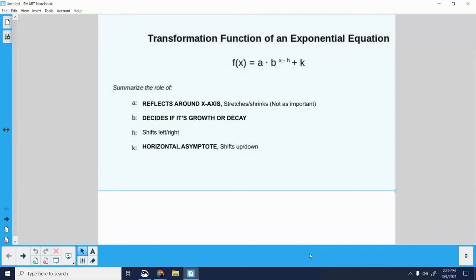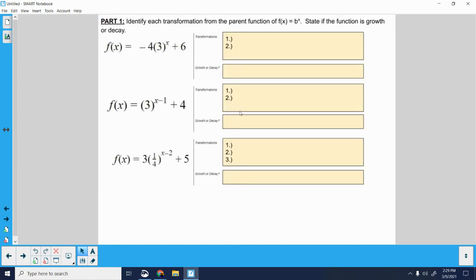All right, so let's take a look at our exponential function homework. Okay, so we are looking for the transformations for the first function. And so when I'm looking at my function, the negative in front always tells me that there was a reflection over the x-axis. So that's my first transformation.